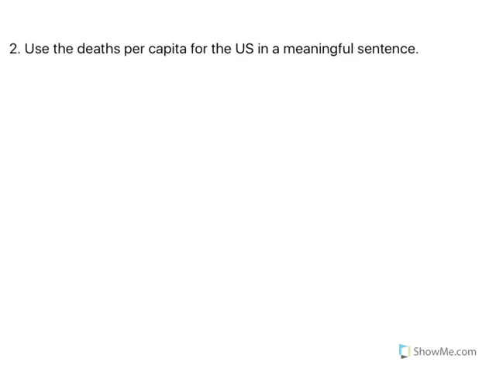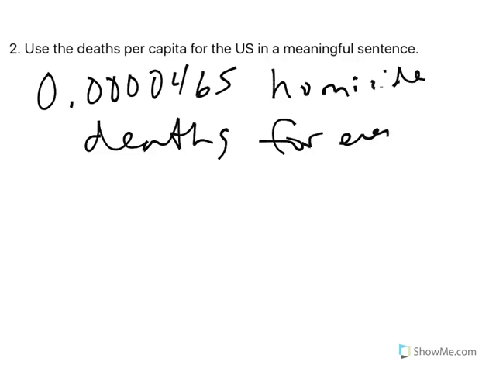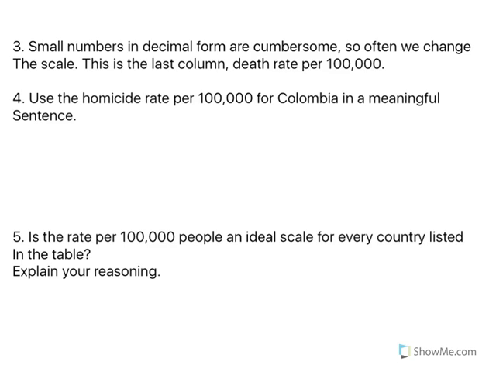All right, so let's look at this. Use the death rate per capita in the U.S. for a meaningful sentence. Well, the death rate per capita for the U.S. is 0.0000465. So that means there are that many homicide deaths for every one person. And as we said earlier, that doesn't make any sense. And it's hard to comprehend such a small number in terms of deaths because you either die or you don't. That's one. So that just really makes it difficult. But then we did the per 100,000.